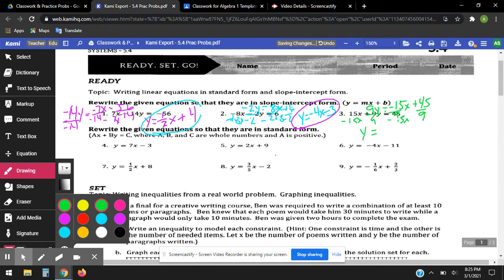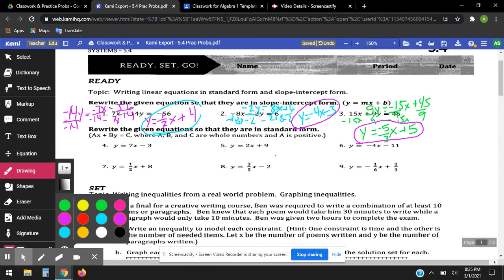15 divided by 9 is 1 2/3. So I might just reduce and do 5/3. Negative, because it was a negative and a positive. Yep, negative 5/3 x. And then 45 divided by 9 is 5. So then my final answer is y equals negative 5/3 x plus 5.